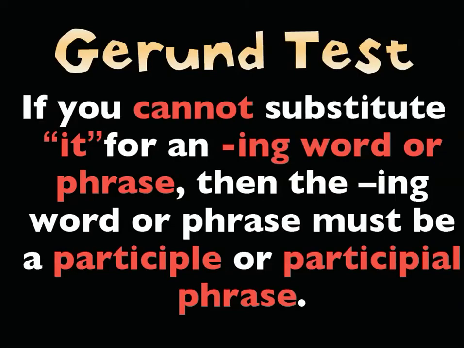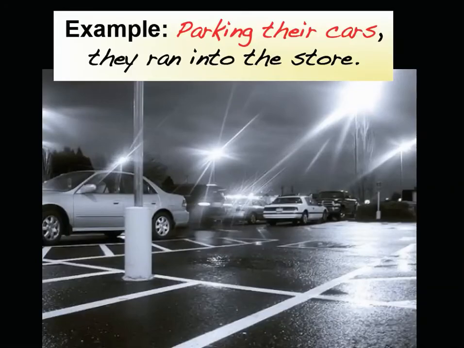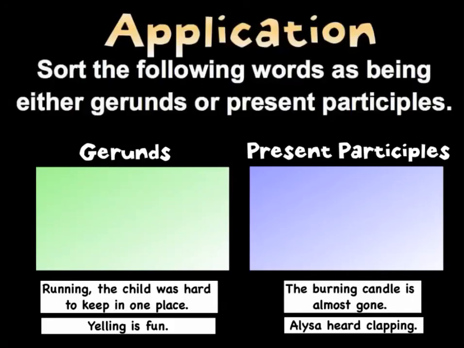But if you cannot substitute it for an -ing word or a phrase, then the -ing word or phrase must be a participle or participle phrase. For example, parking their cars, they ran into the store. Let's try the it test. They ran into the store. Does it work? Does it make sense? No. Therefore, parking their cars is indeed a participle phrase. It's being used to modify the they. It's an adjective. So on the bottom of the front of your paper is the first application. Sort the following words as being either gerunds or present participles.